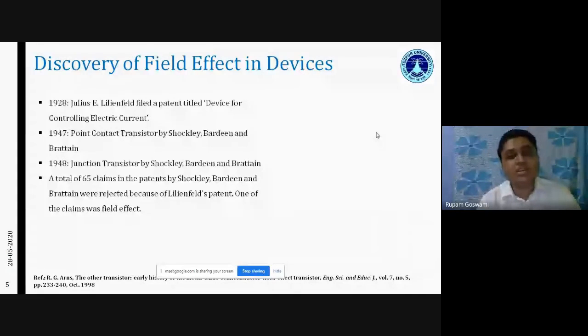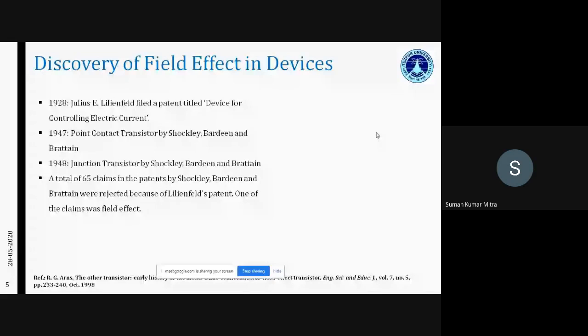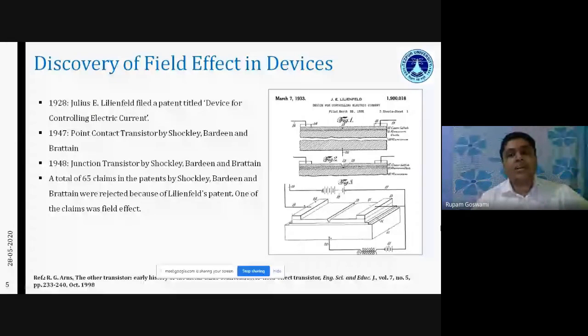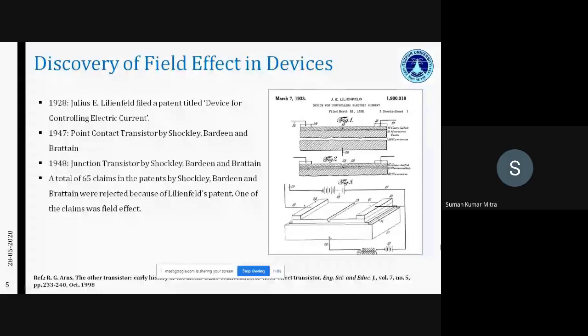And they filed patents on both these devices. But unfortunately, the patent office rejected 65 of their claims because of one particular person, Julius Lilienfeld, who had already filed a patent on field effect, titled Device for Controlling Electric Current, in 1928, which was way before the invention of the junction transistor. So this is Lilienfeld's patent drawing, which you can see on the right-hand side of the screen.